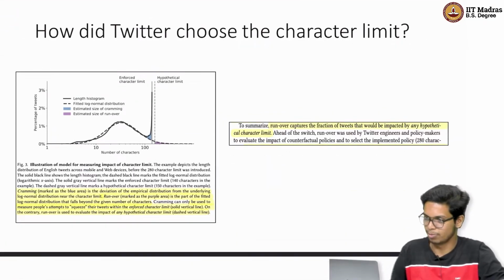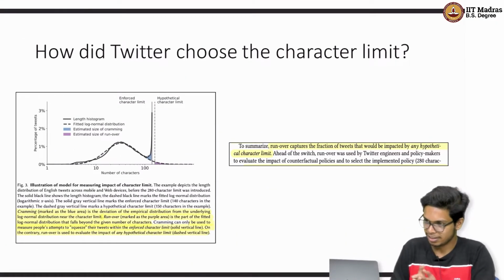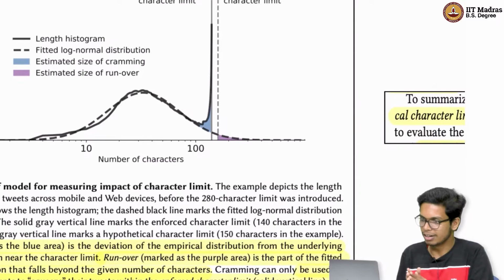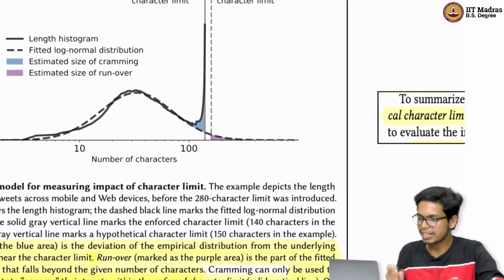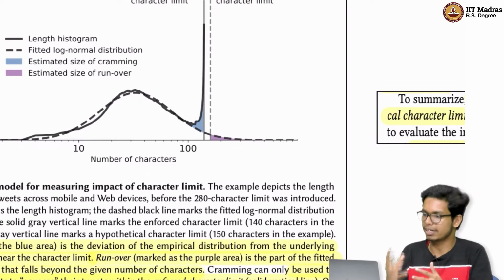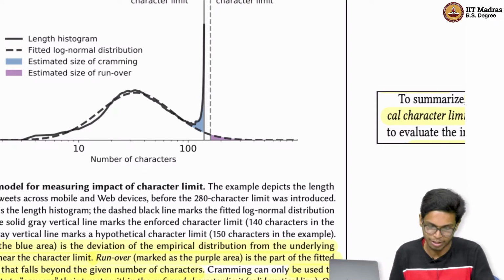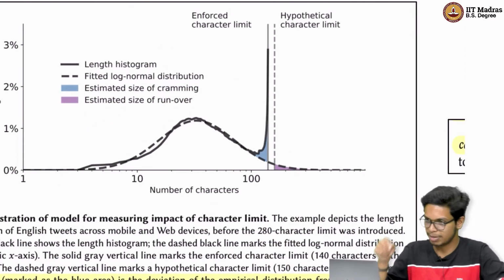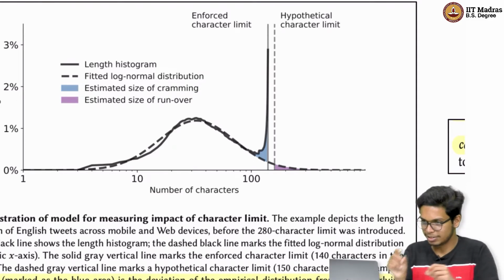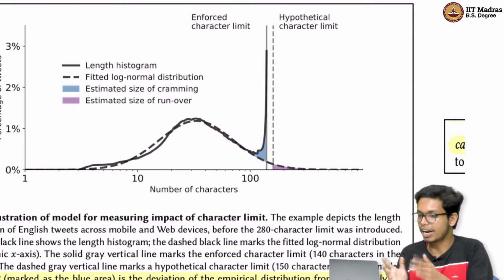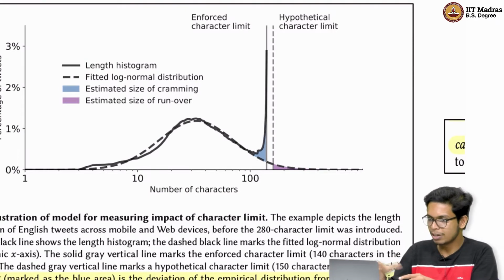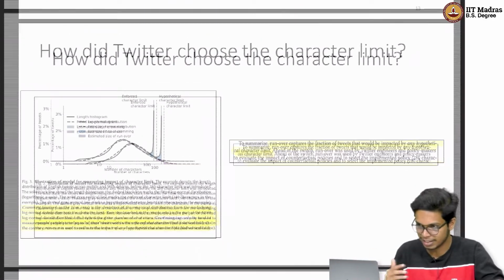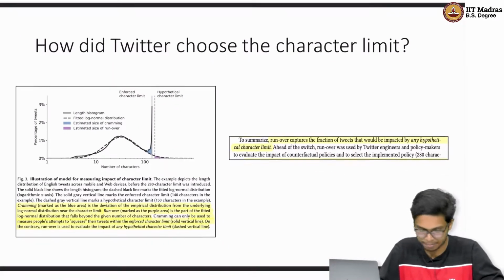Pretty intuitive, pretty understandable, right? The second part is more interesting, the run over, where this current research is situated, right? The purple part captures the fraction of tweets that would be impacted by any hypothetical character limit. So if you want to increase your character limit to this dotted gray line, marked as hypothetical, this purple region gives you the fraction of tweets that can fit into this new counterfactual character limit, which in our case, as we'll see later on, was 280.